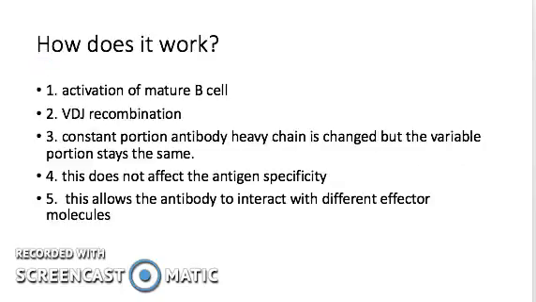First, you have to have the activation of a mature B cell, and you have to have some sort of VDJ recombination. This results in the constant portions of the heavy chain being changed, but the variable portion stays the same. That means the antigen specificity stays the same, but it's just able to act better.